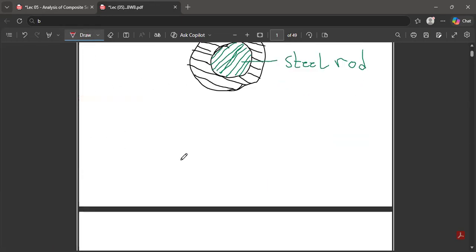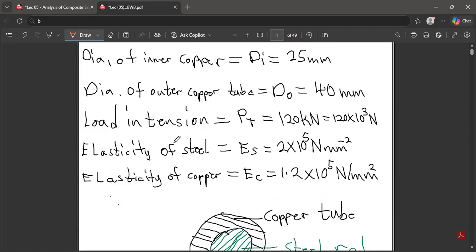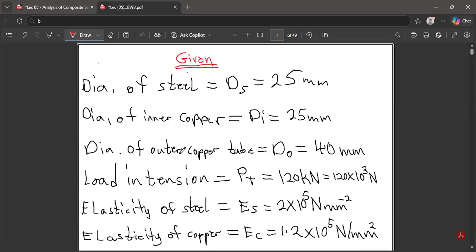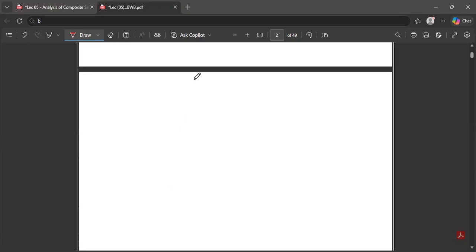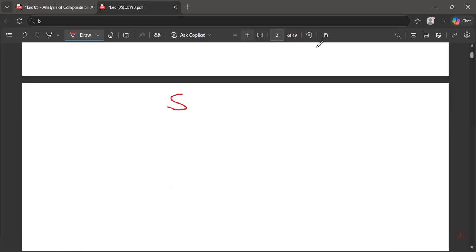So let's continue with our solution. So this is what we were given. Let me write the solution over here. This is my solution.